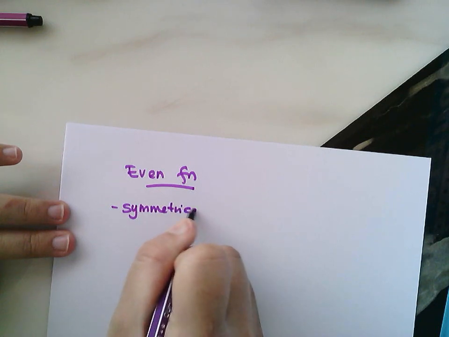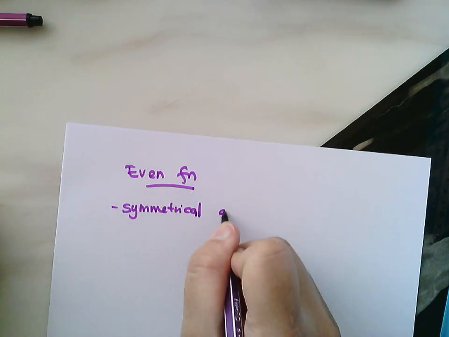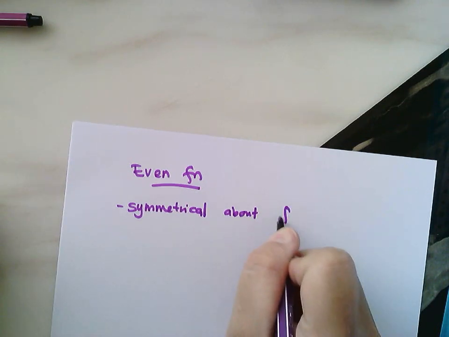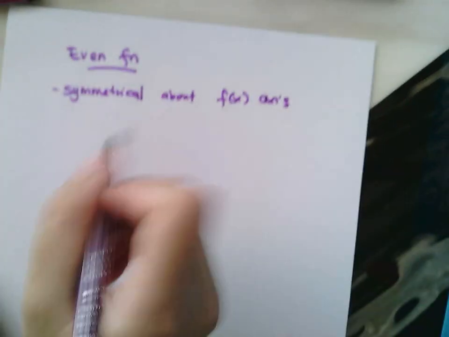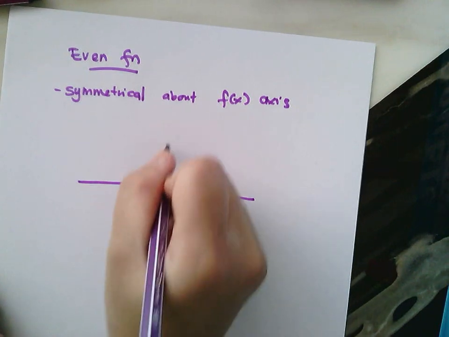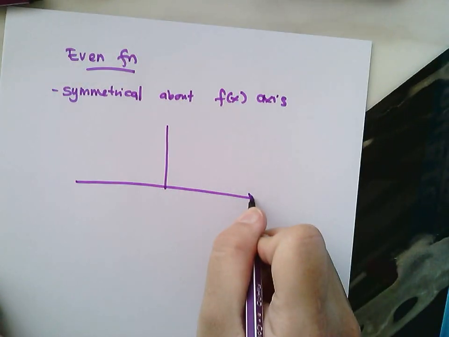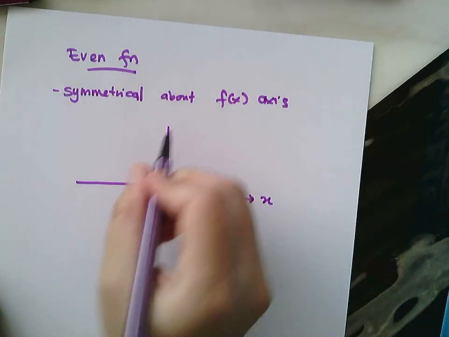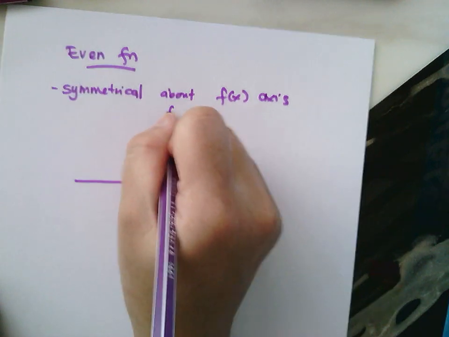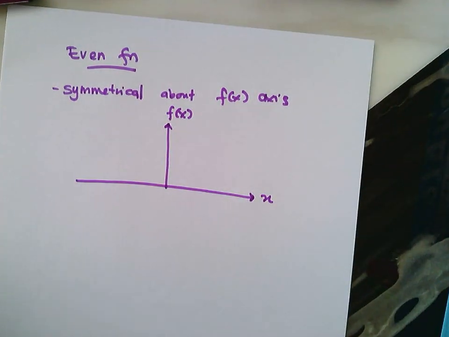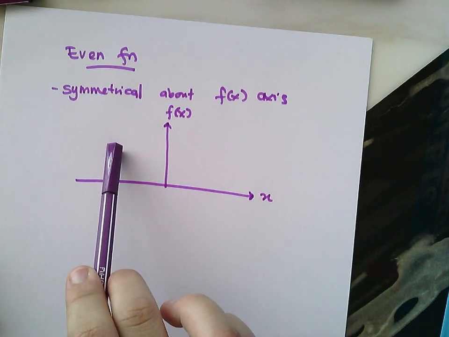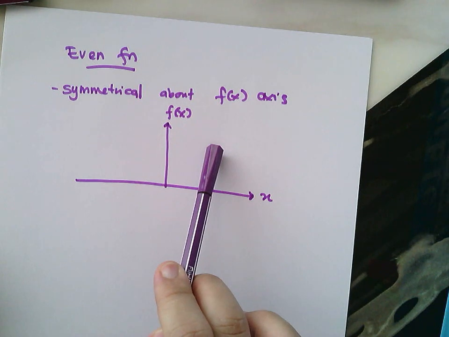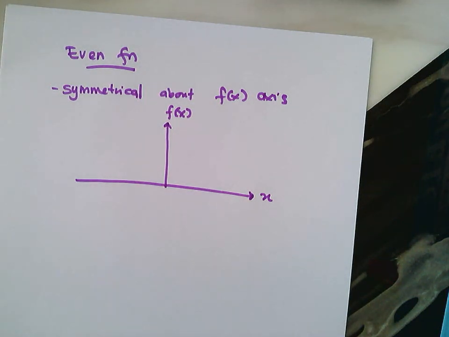Symmetrical about the f(x) axis. Okay, so when you sketch a graph, this is your x-axis, and this is your f(x) axis. So when we talk about symmetrical about the f(x) axis, if you have something on this side, then you will have it on this side. Okay, for example, this one.